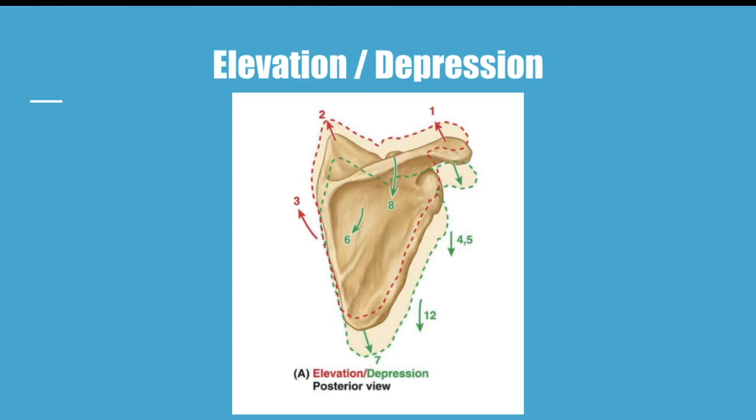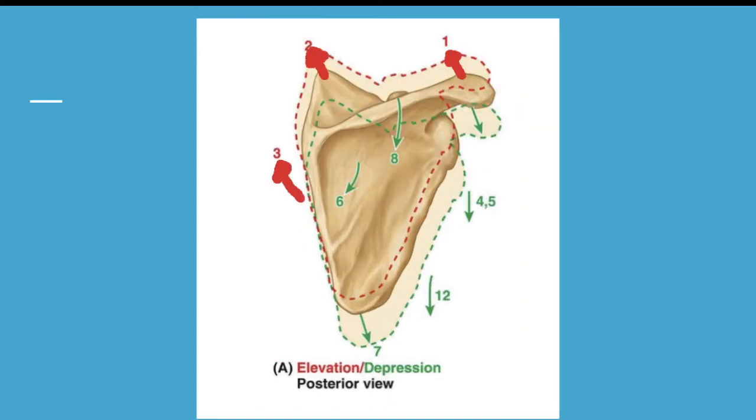In this image, we can see a representation of elevation and depression. Elevation is represented by the red outline of the scapula, and depression is represented by the green outline of the scapula. Elevation and depression are the most intuitive movements.